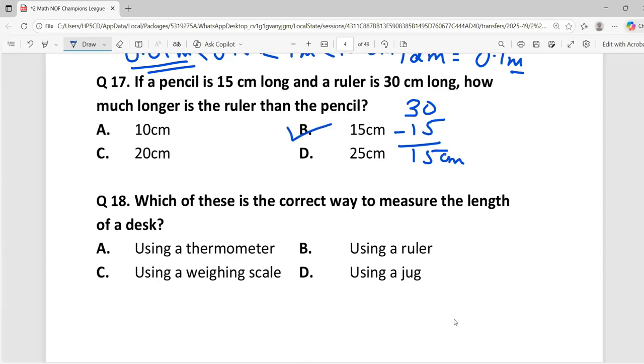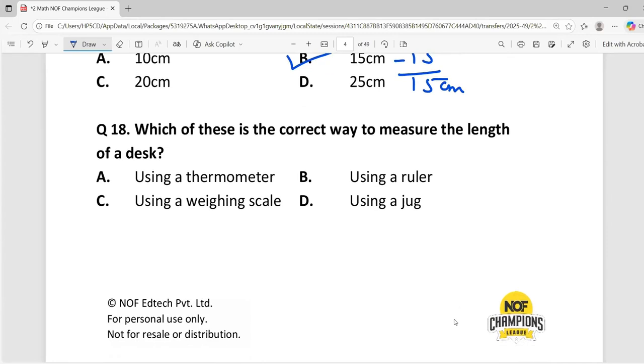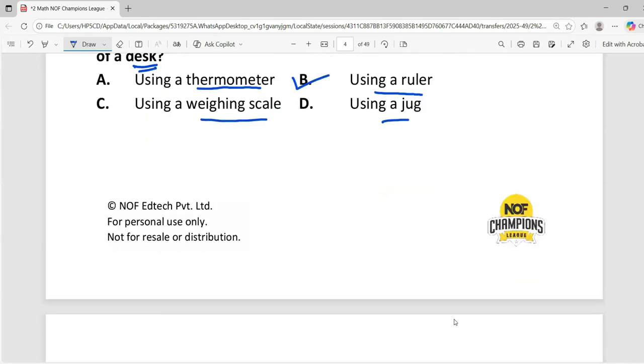Okay. Question number 18. Which of these is the correct way to measure the length of a desk? A desk we have to measure. A thermometer is used to measure temperature. A weighing machine is used to measure weight, kilos and all that. A ruler is used to measure centimeters, meters, and a jug is not used for measuring length. So B is the correct one for question number 18, using a ruler.